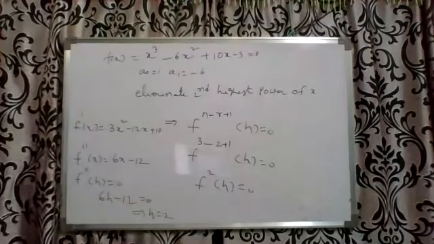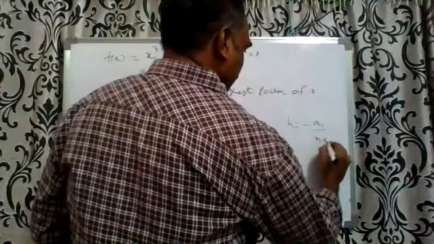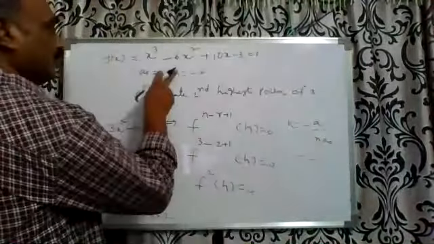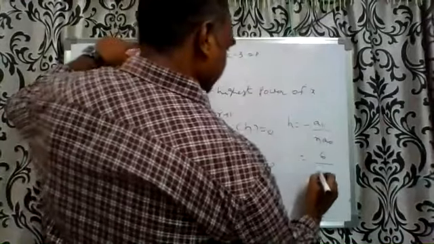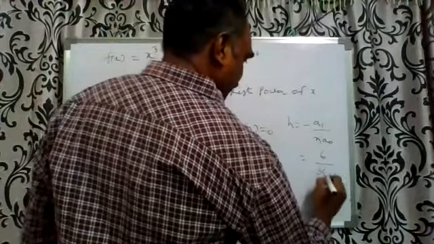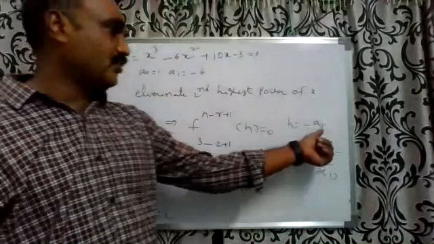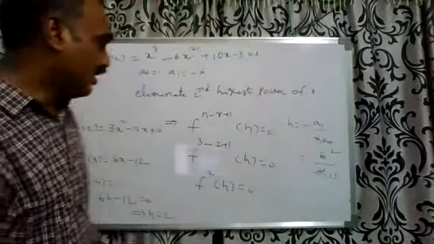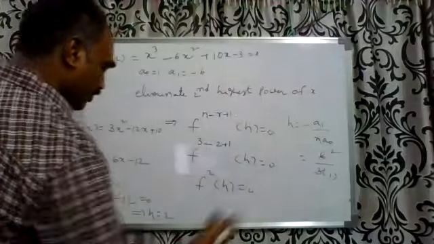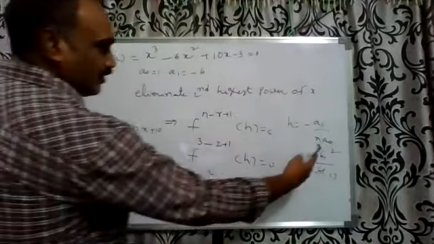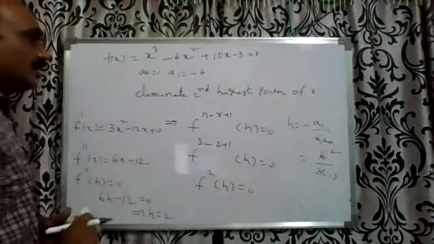So diminished by 2. h is equal to minus a1 by n into a naught. a1 is equal to 6, n is equal to 3, a naught is equal to 1. 3 2s are 6. So to eliminate the second term, the formula is h is equal to minus a1 by n into a naught, or f power n minus r plus 1 of h is equal to 0. Whichever formula you use, h comes to the same value. So diminished by 2.